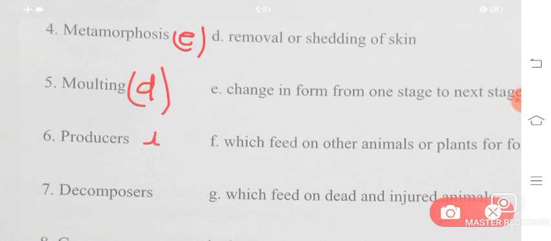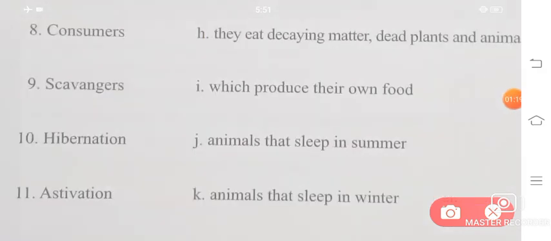I. Decomposers, number 7, they eat decaying matter, dead plants and animals. That is H. Next is number 8, consumers, which feed on other animals or plants for their food. This is your answer number F.